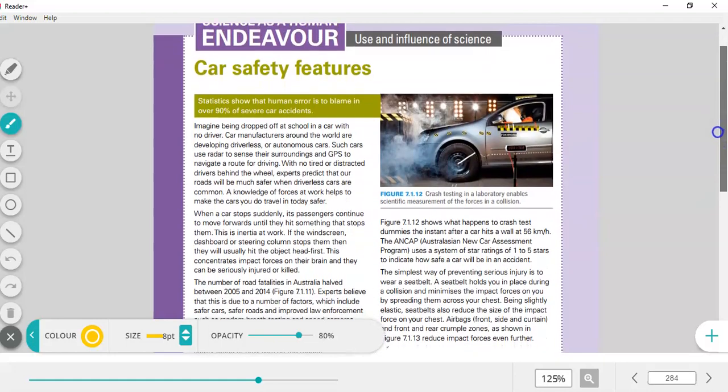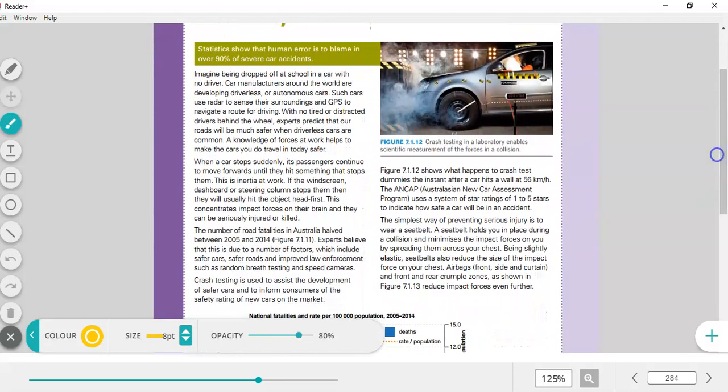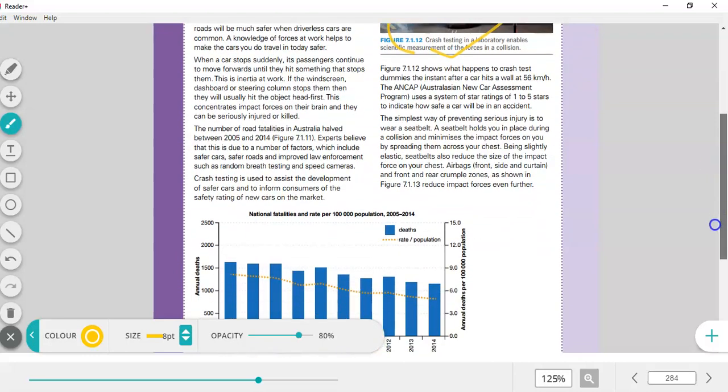Now, some car safety features. You can see that if a car comes to a grinding halt, everything is moving forward in the car. That's inertia. So you would be wise to just have a read of that and see how airbags play a role in that.